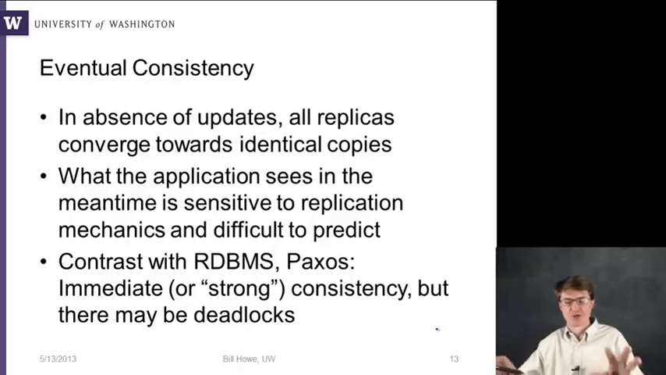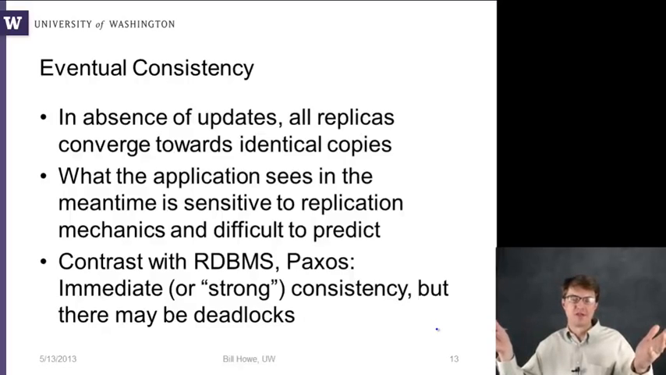Okay. And in general, contrast this with what we've been talking about with relational databases and things like Paxos, where they guarantee strong consistency, but there may be deadlocks. And so you can prove that no system can be free of deadlocks and guarantee consistency. And so relational databases and Paxos give up on this liveness property, meaning that they might allow deadlocks in favor of strong consistency.